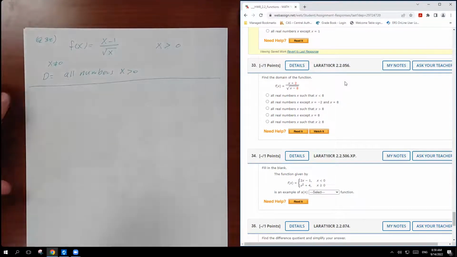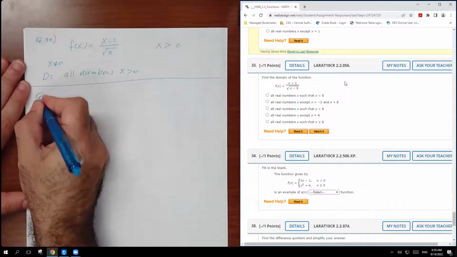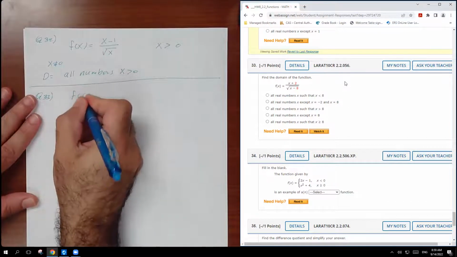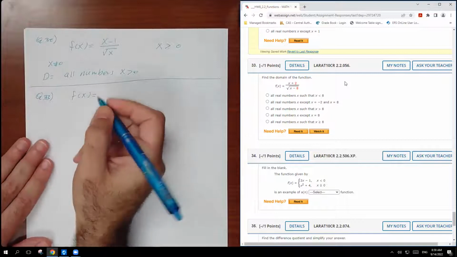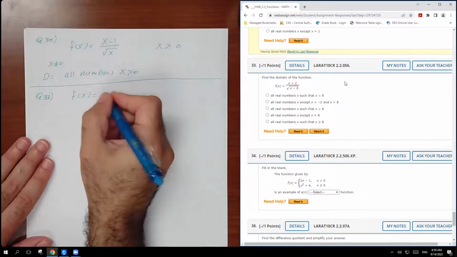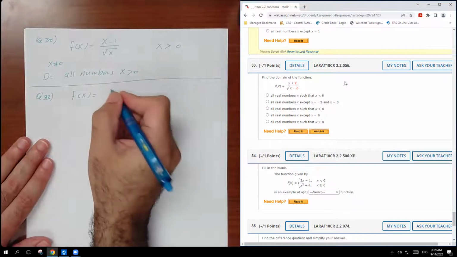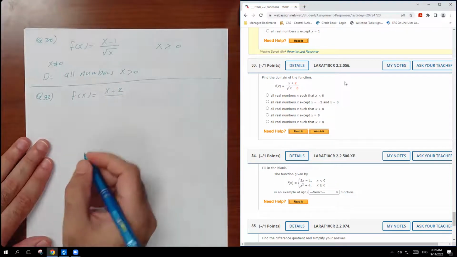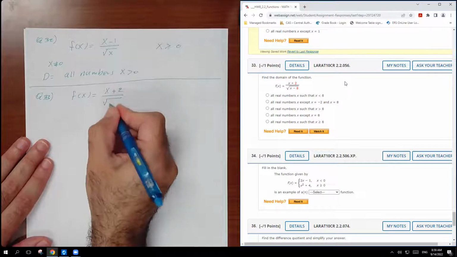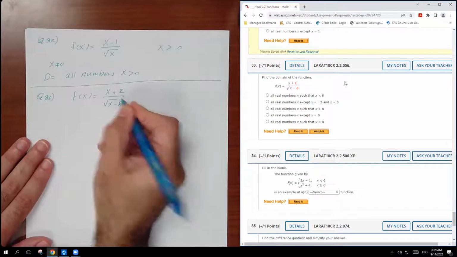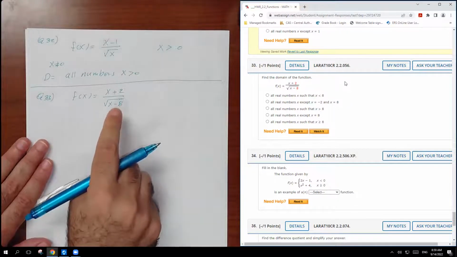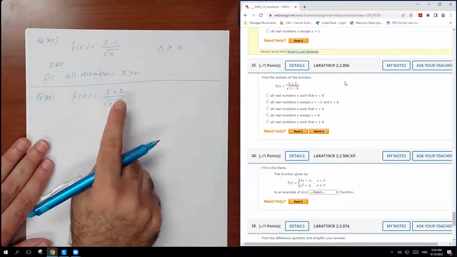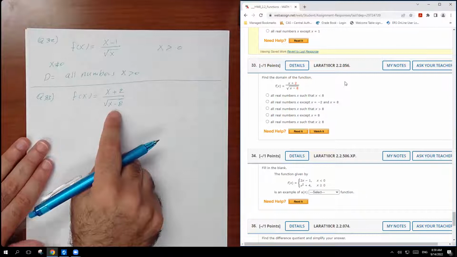So let's do this one. Question 33. It's f of x equals x plus 2 over square root of x minus 8. So here is the radical, and at the same time, it's a rational. So let's check how we're going to find the domain.